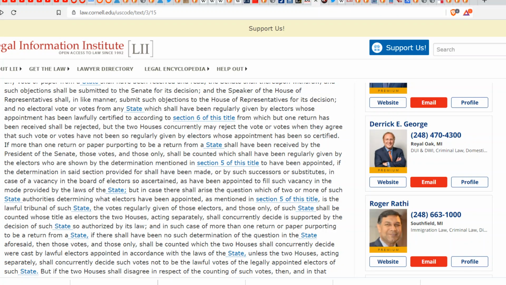If more than one return from a state shall have been received by the President of the Senate, those votes and those only shall be counted which shall have been regularly given by the electors who are shown by the determination mentioned in Section 5 to have been appointed. And if the determination in said section provided for shall have been made, or by such successors or substitutes, in a case of a vacancy in the board of electors so ascertained, as have been appointed to fill such vacancy in the mode provided by the laws of the state.